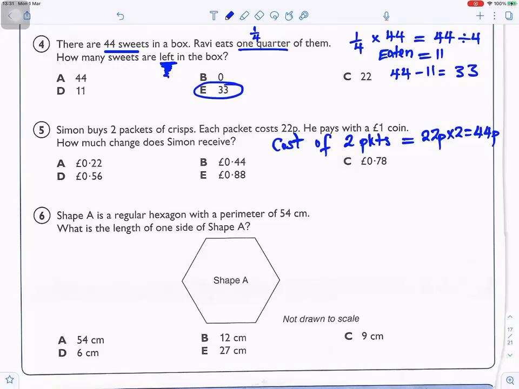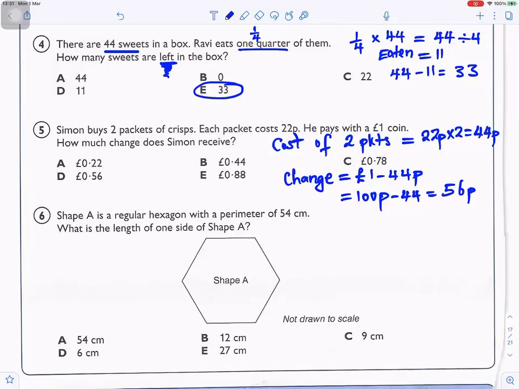And you paid with £1, you want to get the change received. Change is what you get after you've paid. So you get £1 minus 44 pence. £1 is the same as 100 pence. So 100 pence minus 44 gives you 56 pence.